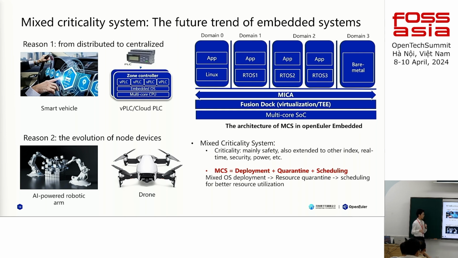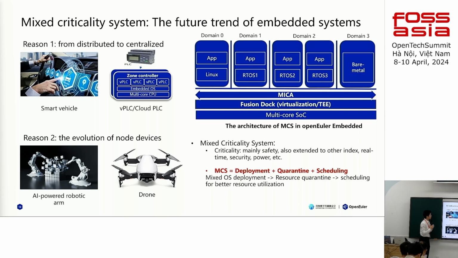And we mainly focus on 3 parts of MCS: deployment, quarantine, and scheduling. Firstly, we need to deploy different kinds of OS onto the platform so that we have mixed criticality. But that is not enough, because to ensure safety, we need to provide quarantine between different OS. And then to achieve better overall performance, we need to implement scheduling so that, like virtualization, if one OS is in an idle state, it can allocate resources for other kinds of OS.